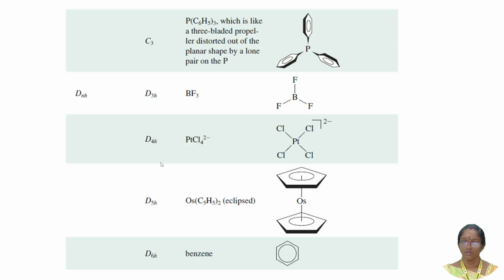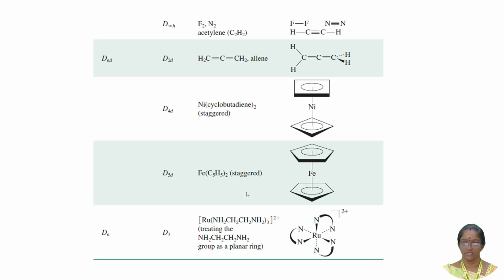For Dnh, D3h point group is PF3, D4h is the platinum tetrachloride ion, D5h is an organometallic compound, D6h is benzene, and D infinity h is acetylene. For Dnd, D2d is allene, D4d and D5d are organometallic compounds. For Dn, D3 is a ruthenium complex, that is an organometallic compound.